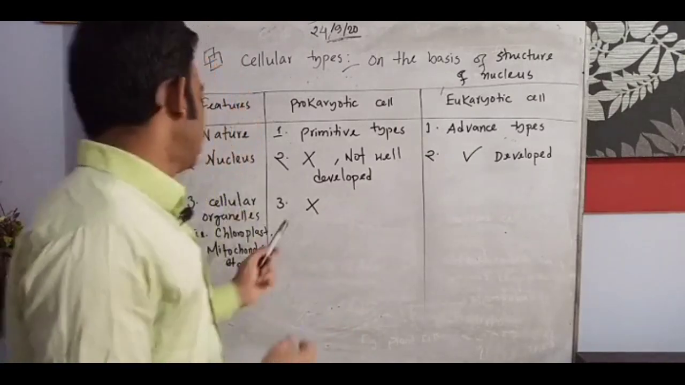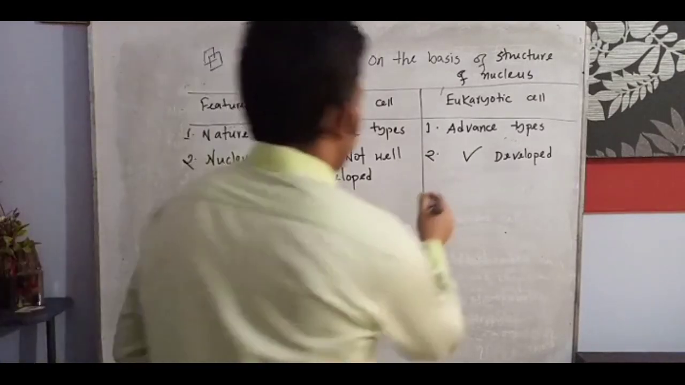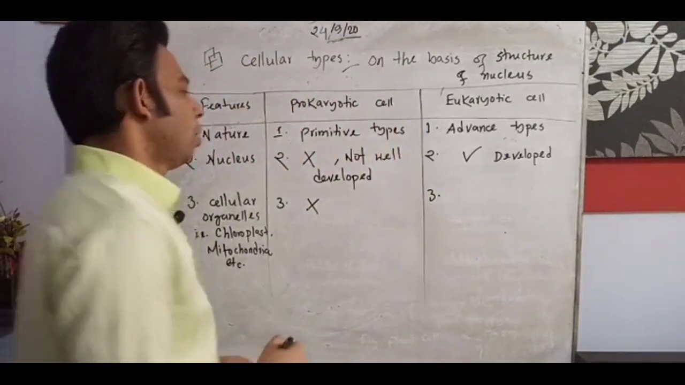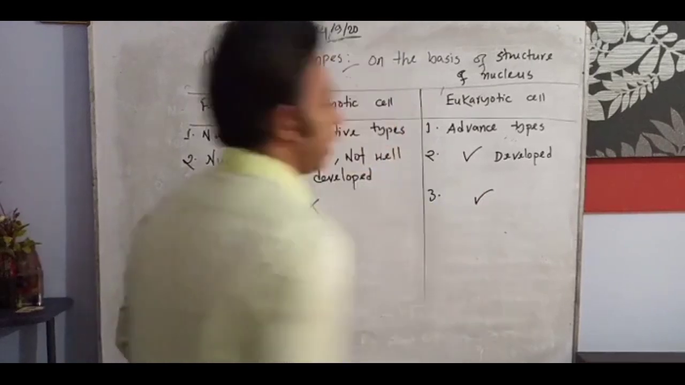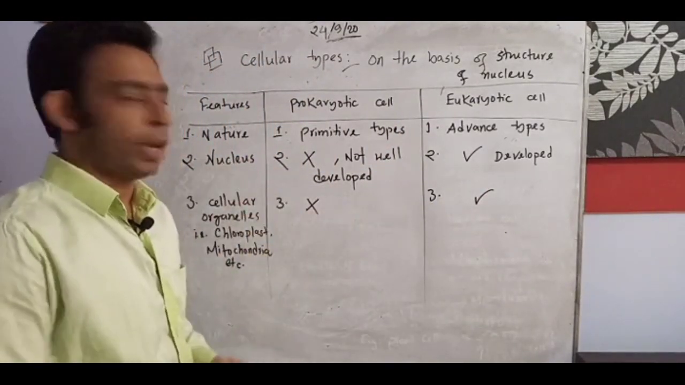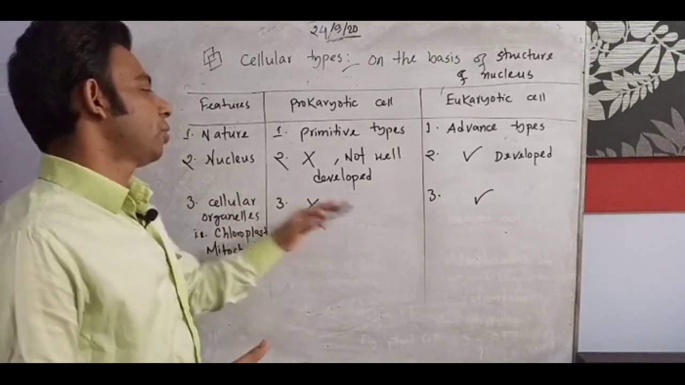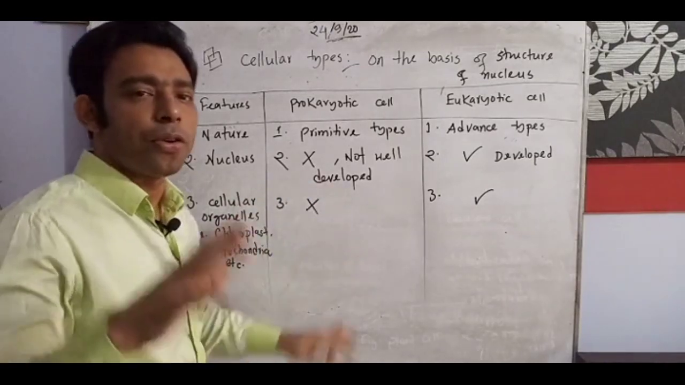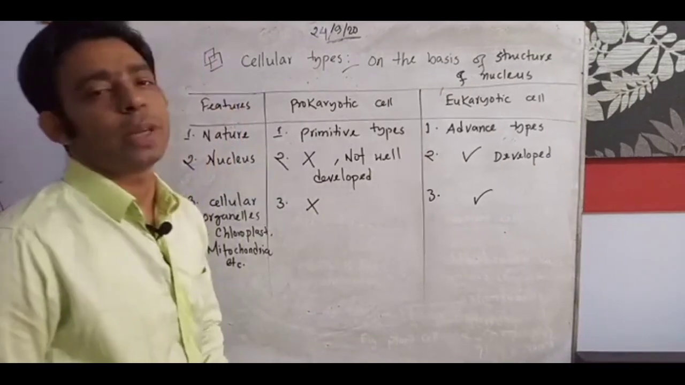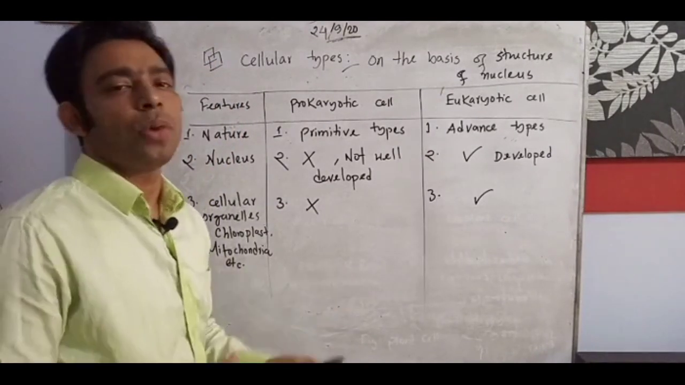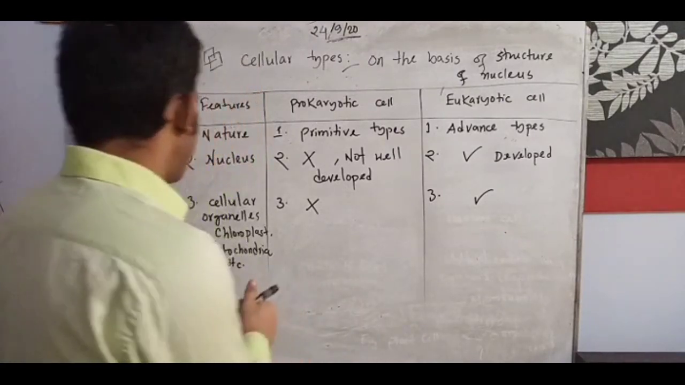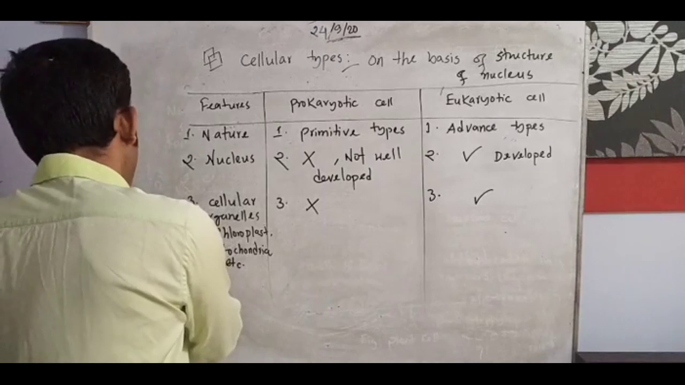So for the third one, you can write in this way, and here for the eukaryotic cell, of course, well developed and distinct and found in proper shape. So cellular organelles are not present or not found properly in the prokaryotic cell, and in the eukaryotic cell they are found in proper shape and well arranged. So that is number third. And number four, we go through ribosome.